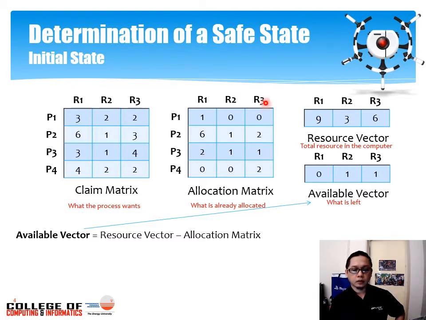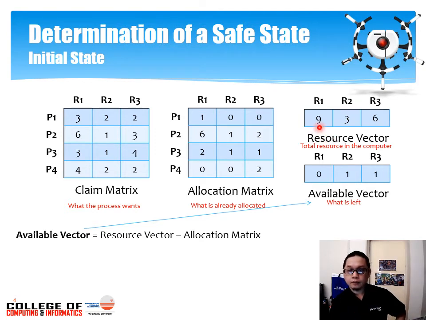And 1 unit of R3 is already given. And then for P4, okay, 2 units of R3 are already given. So when we need to see how many resources are actually left in the system, you need to add up all these numbers, and then subtract from the resource vector. Remember, the resource vector is the total overall number of resources inside your computer. So of course you want to see, when you have already given resources to the processes, how many are actually left.